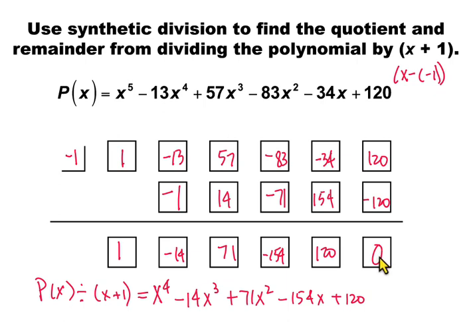From the remainder theorem, we know that this term, this 0 remainder, is the same as p of x for x equals negative 1.